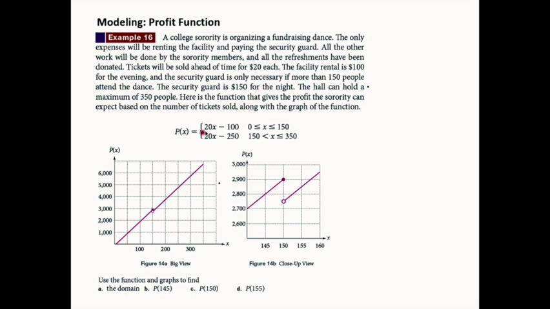So this first piece here is going to be based on not needing the security guard. So this is going to be based on if the number of people that come is between 0 and 150 inclusive.